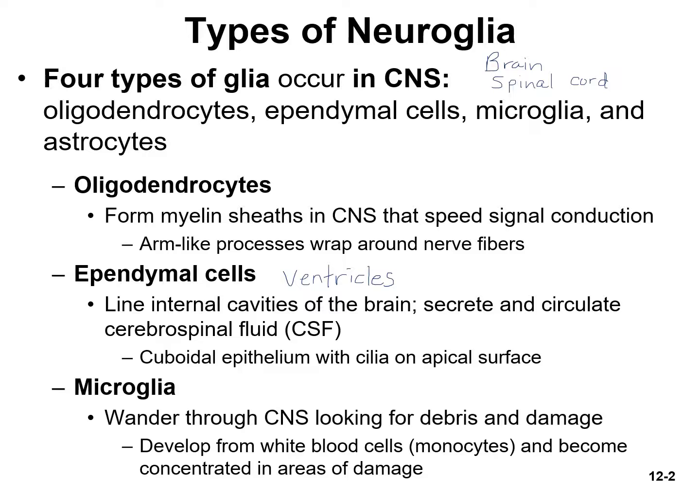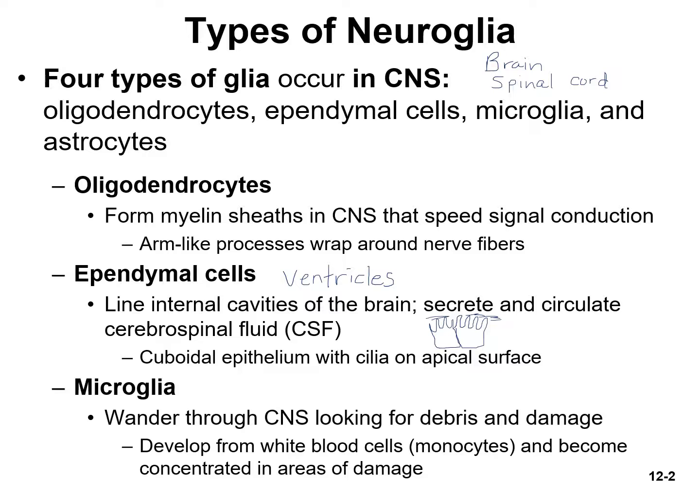Ependymal cells are essentially cuboidal epithelium with cilia on the apical surface. So remember that cilia are these little extensions of the plasma membrane. If the ependymal cells are lining the ventricles here, the cilia would be facing this space within the brain cavity, and cilia are going to be increasing surface area and helping with secreting that cerebrospinal fluid.